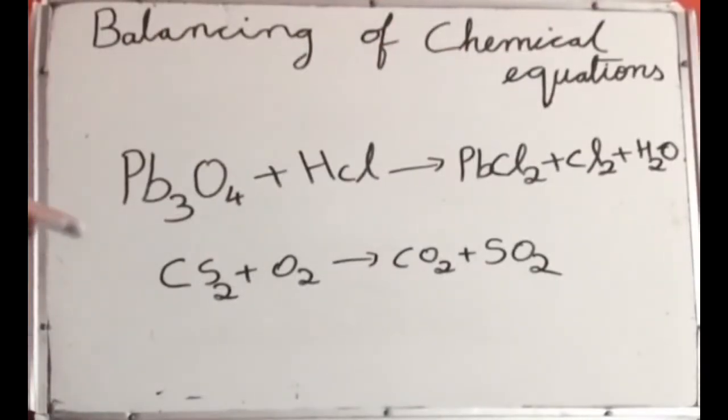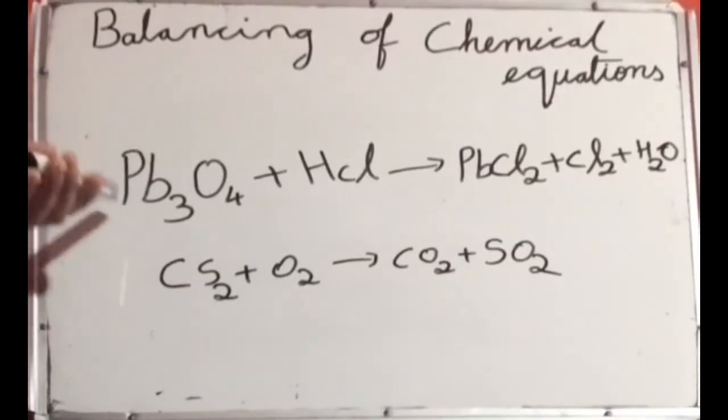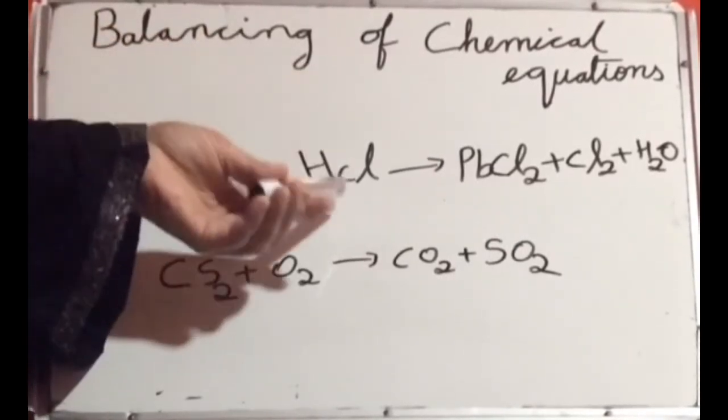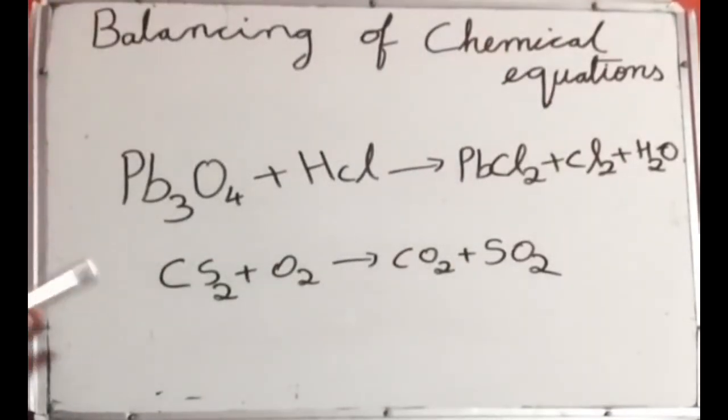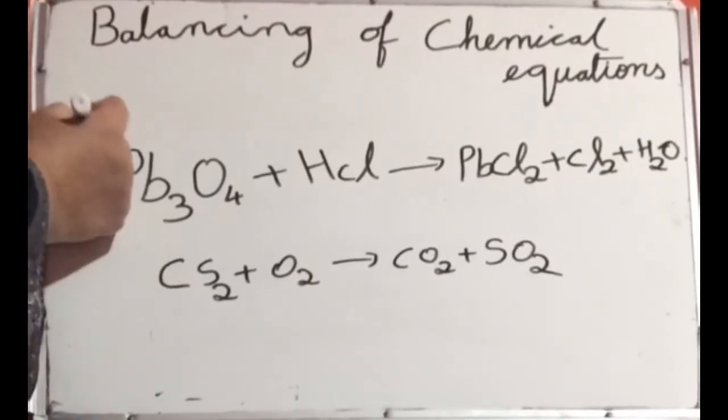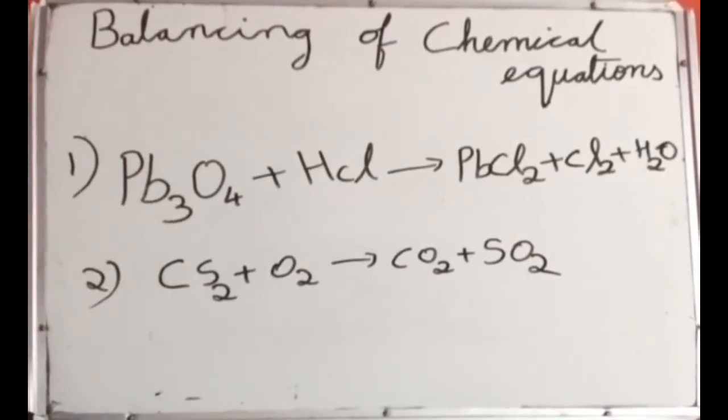I'll give you 2 more examples. You try to do by yourself. Pb3O4 plus HCl gives PbCl2 plus Cl2 plus H2O. Second one, CS2 plus O2 gives CO2 plus SO2. So try to do these equations.